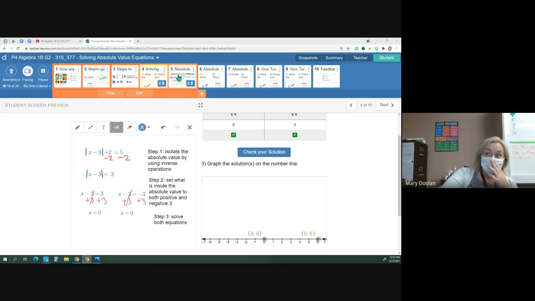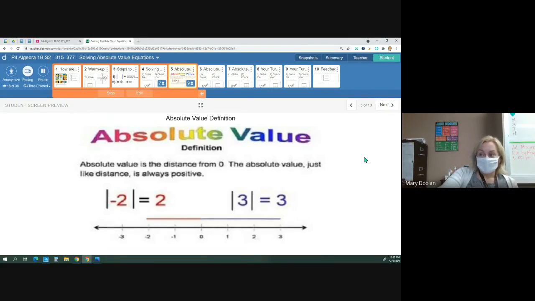Okay, so I have at least half of us that have made it to slide 5. I'm going to go to slide 5. We can always come back. Slide 5, you don't have to do anything to it. It's just the definition of absolute value. Absolute value, and I told you guys this yesterday, is distance from 0. You can think of it that way. When you're asked to find the absolute value, you're being asked to find how far away from 0 that number is.